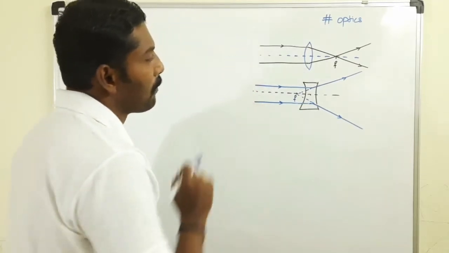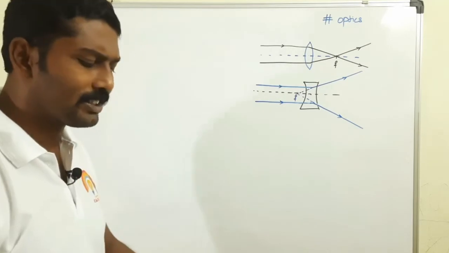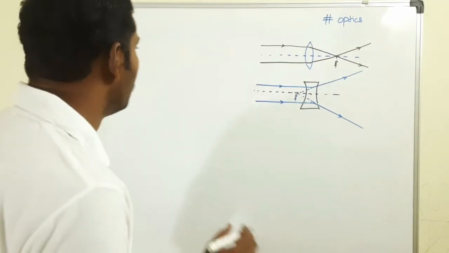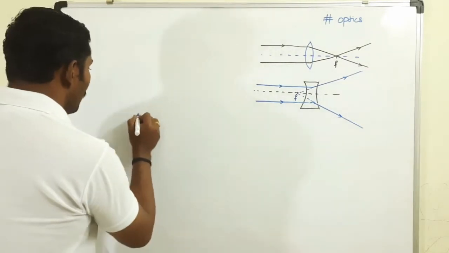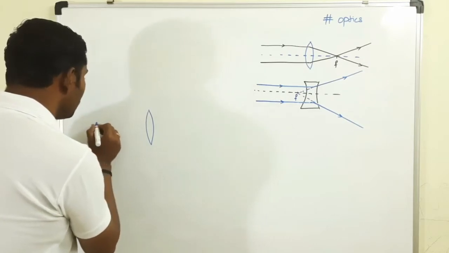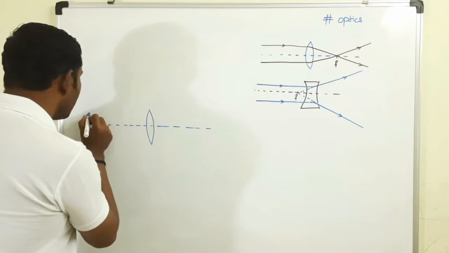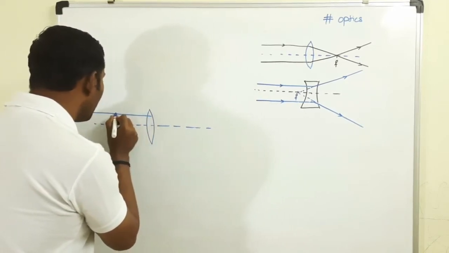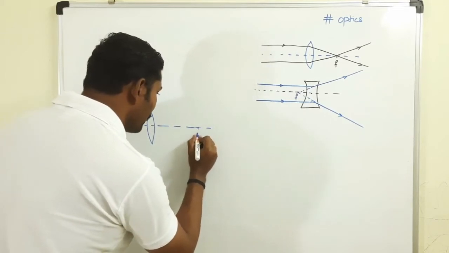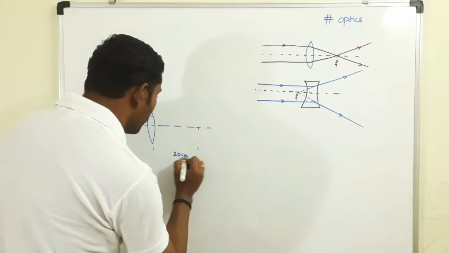So we are going to combine these two figures in such a way that, according to the question, the convex lens has a focal length of 20 centimeters. This is a convex lens, and the parallel beam of light is coming like this. It has a focal length of 20 centimeters. So let's imagine that this distance from the lens is your 20 centimeter mark.